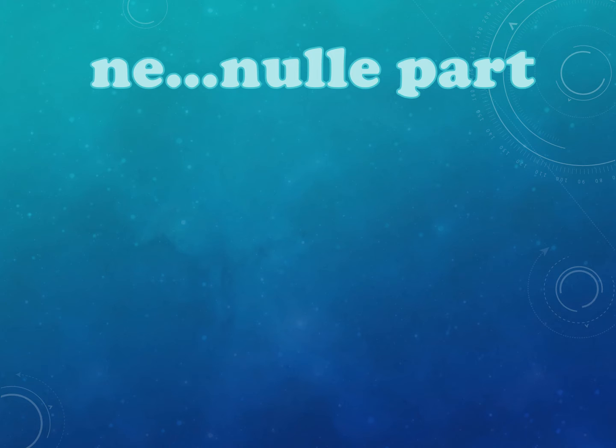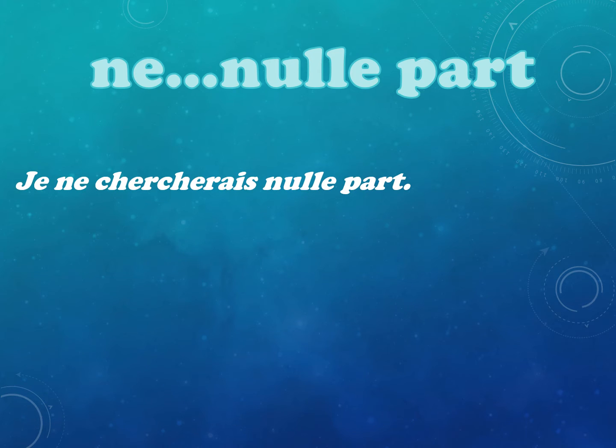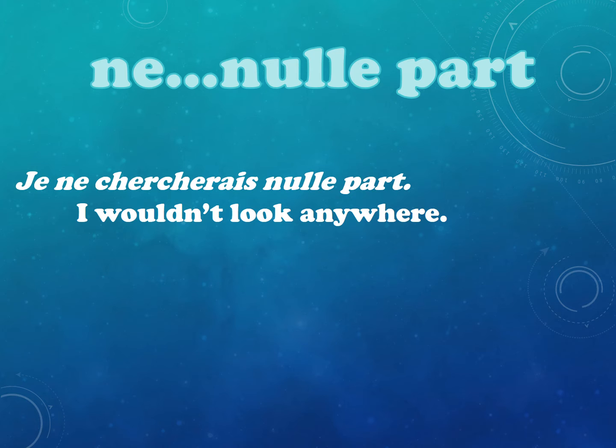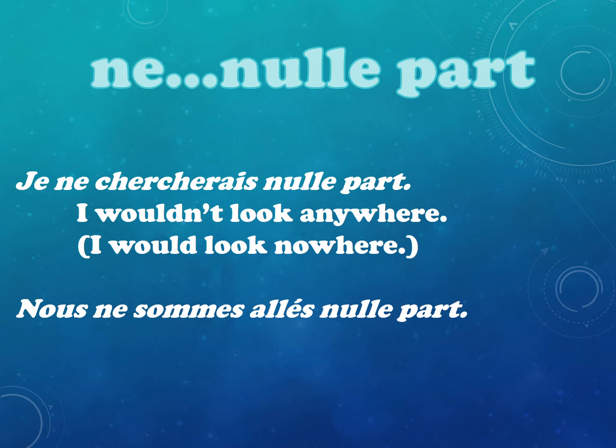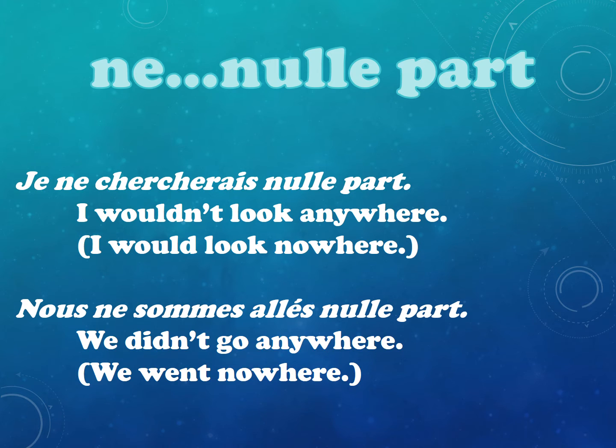Ne nulle part. Je ne chercherai nulle part. I wouldn't look anywhere. I would look nowhere. Nous ne sommes allés nulle part. We didn't go anywhere. We went nowhere. So again, passé composé, you have the whole thing, ne in front and nulle part afterward.